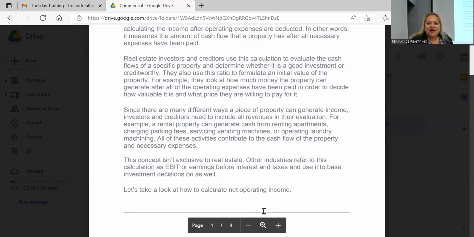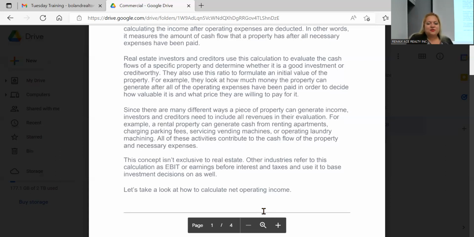So there are many different ways a piece of property can generate income. Investors and creditors need to include all revenues in their evaluation. For example, a rental property can generate cash from renting apartments, charging parking fees, servicing vending machines, operating laundry machines. All of these activities can contribute to the cash flow of the property. So it's not just as simple as, okay, I have this 6-plex and I rent it, so my cash flow is all coming from the rent. Very often they'll have a mutual laundry room, and down there it's coin operated. That goes into the revenue stream, and that gets calculated in for the net operating income.